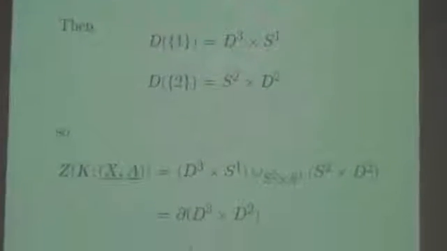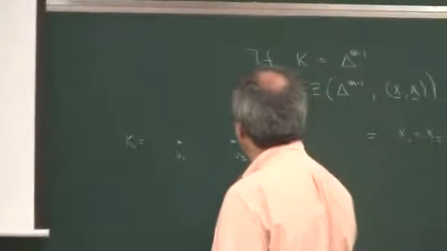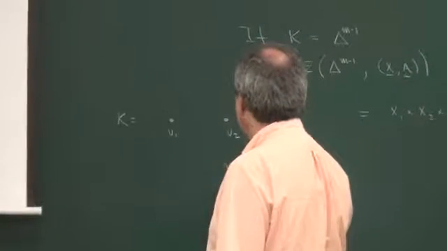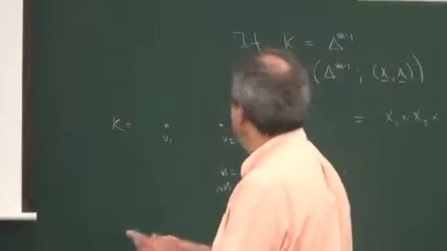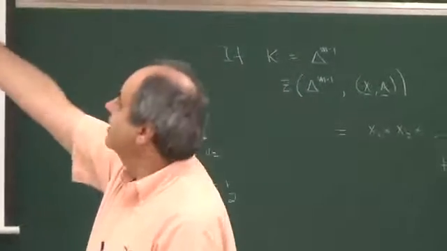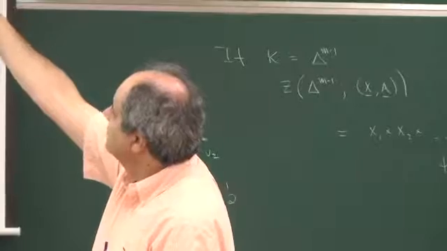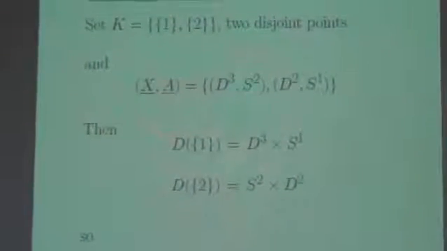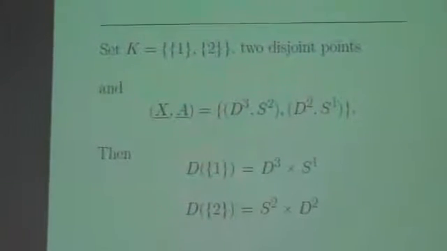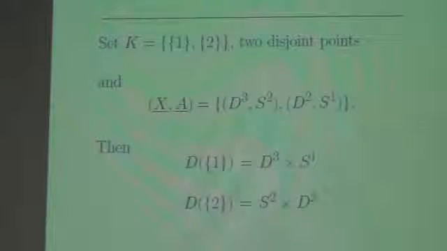So it has two simplices, two zero-dimensional simplices and no one-simplex. And so in this example, n equals 1 and m equals 2. So I must give two spaces in my family, and I choose the 3-disk as X1 and S2 as A1, the 2-disk as X2 and S1 as A2.